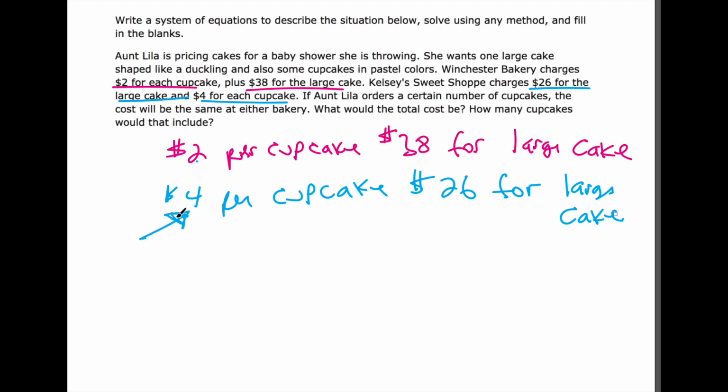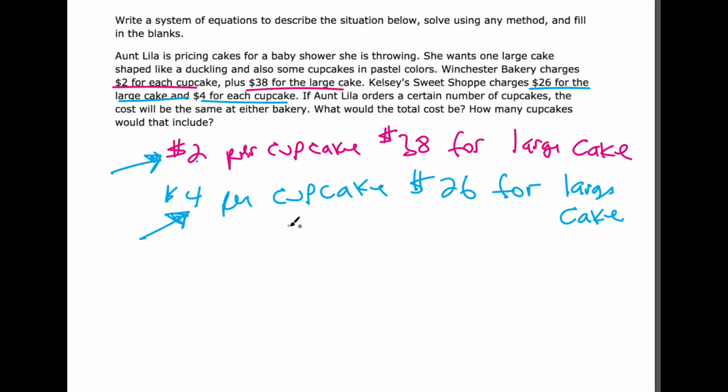But the more cupcakes she orders, this one will become more inviting because the overall price will start going down. Eventually they're going to break even, and then this deal will be cheaper because the per cupcake price is half the other per cupcake price.